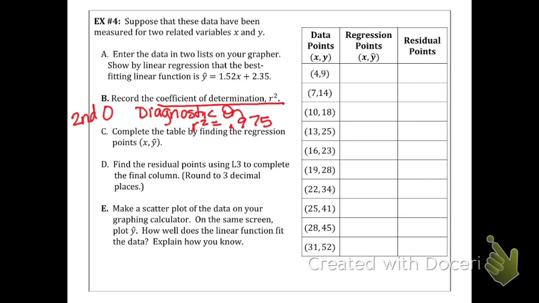my y hats, okay? So I know that the first equation is going to be 4 and 8.43, 7 and 12.99, 10, 17.55, 13, 22.11, and I'm going to keep going.